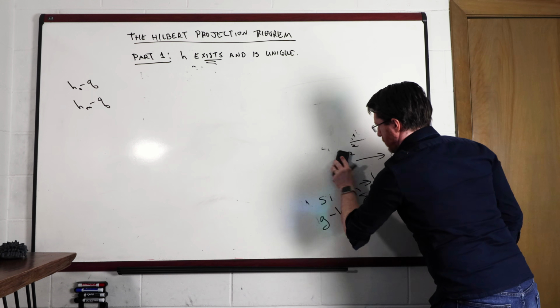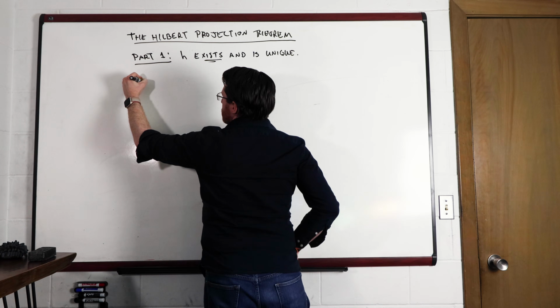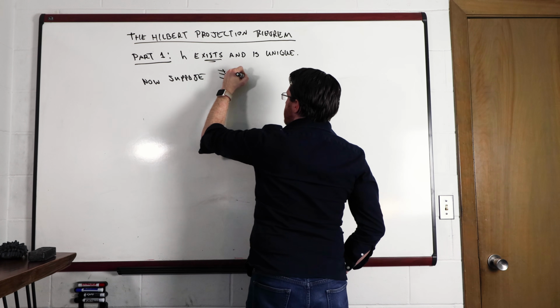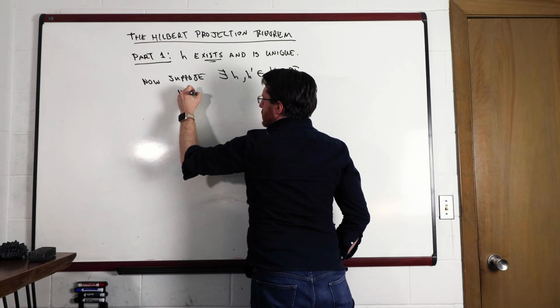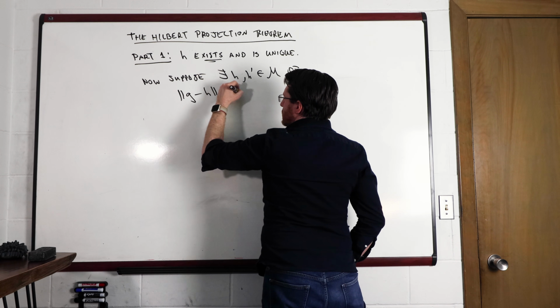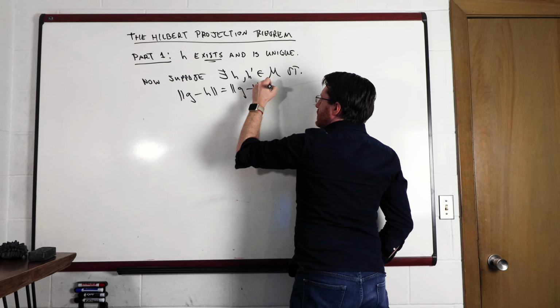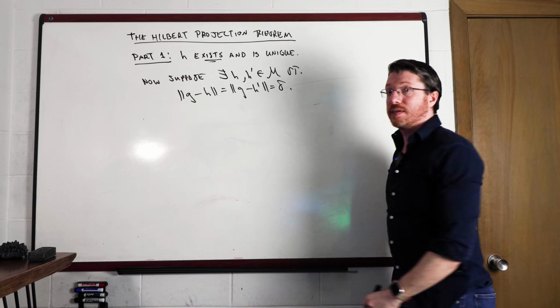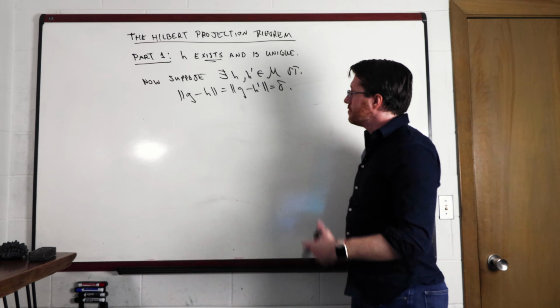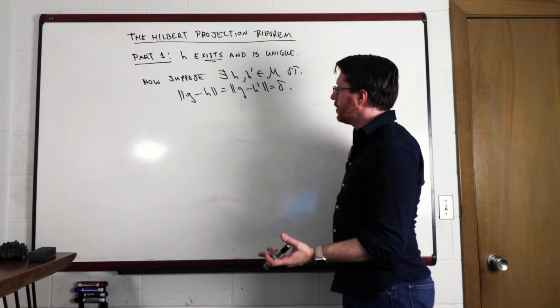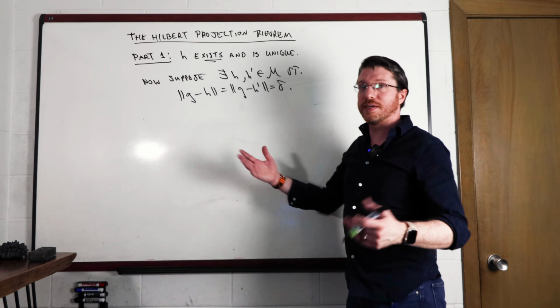The uniqueness will also follow directly from the parallelogram law. Now suppose there exists an H and H prime inside of M such that the distance between G and H is equal to the distance between G and H prime is equal to that minimum delta. It is now a proper minimum because we know something satisfies it. So now let's go ahead and take a look. So we're going to use the parallelogram law again, and guess what? We're going to use these two guys. We're going to take their difference.